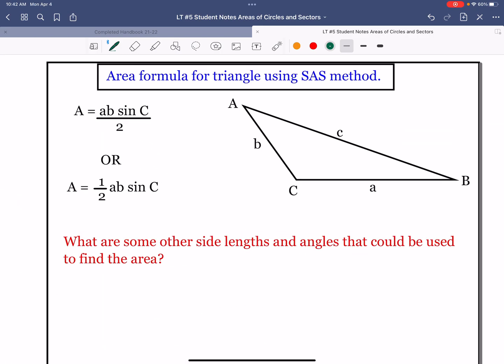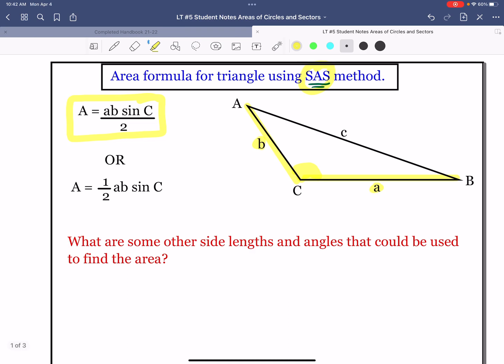Now, before we move on to segments, what I want you to do is to learn a new formula for the area of a triangle. We know that SAS stands for side angle side. So in this case, if we've got side A length, side B length, and angle C, then we can use something called a side angle side area formula for a triangle. And the formula is this: multiply the two sides times the sine of the included angle, divided by 2.